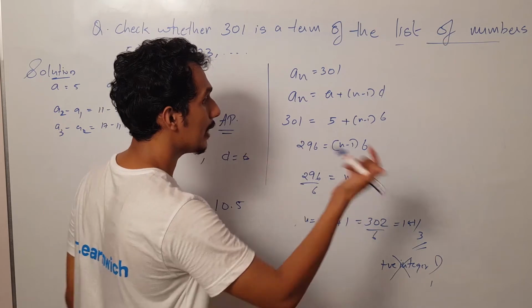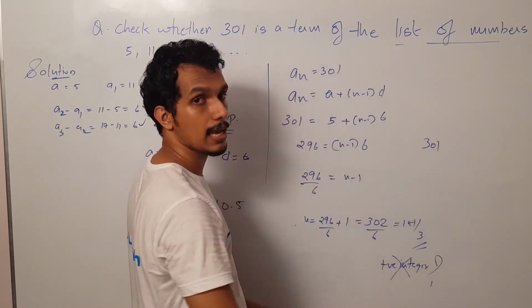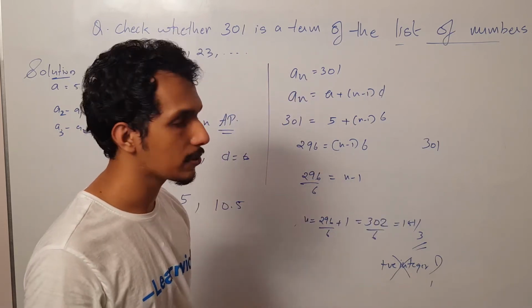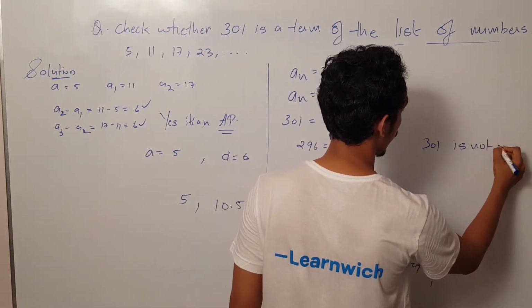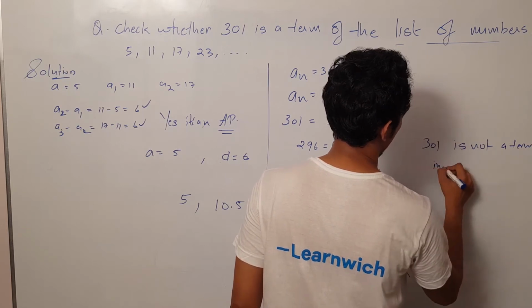So I can easily say that 301, I started by saying 301 is the nth term of the AP, but now since I don't get a positive integer, 301 is not a term in the list of numbers.